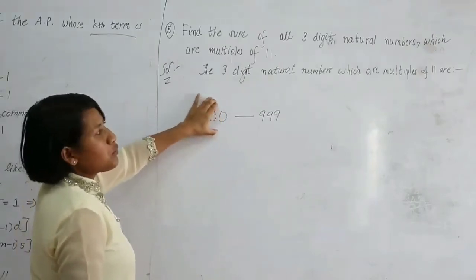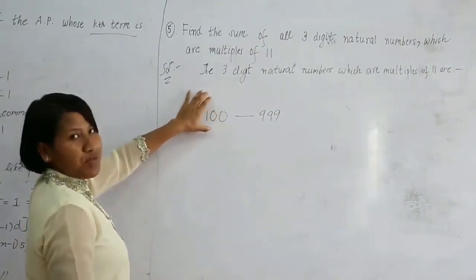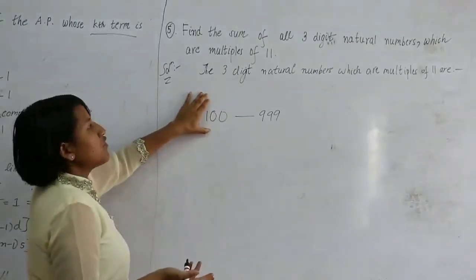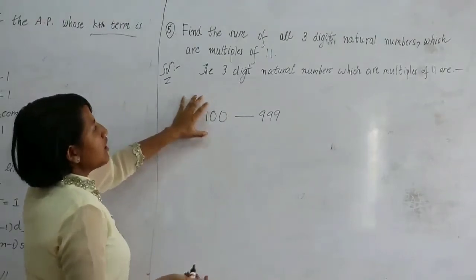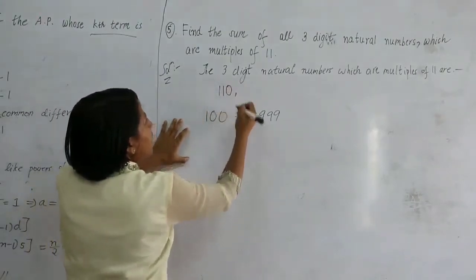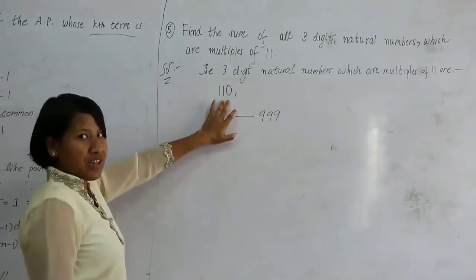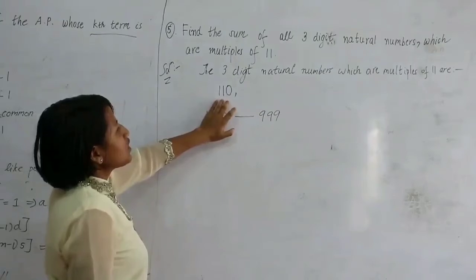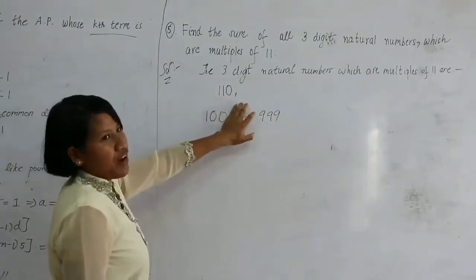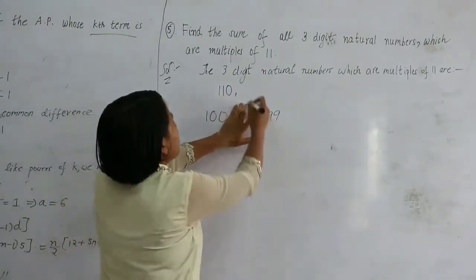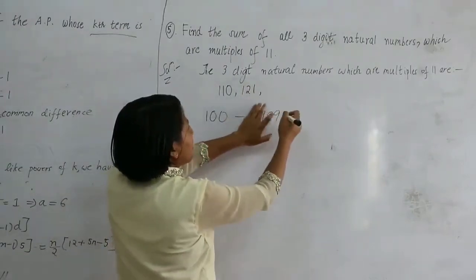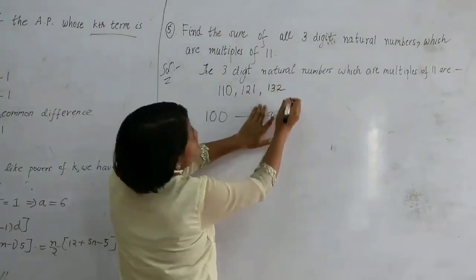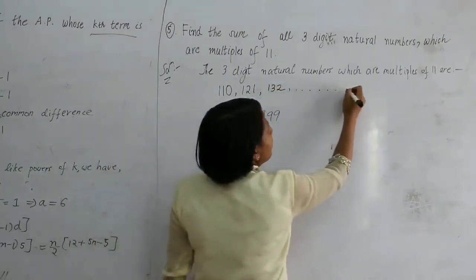So from here, check the first one which is a multiple of 11. 101 is not, 102 is also not a multiple of 11. However, 110 is a multiple of 11. The first term. As soon as you get this term, no need to find out the rest; just add 11. Add 11, you will get 121. Add 11 again, you will get 132.